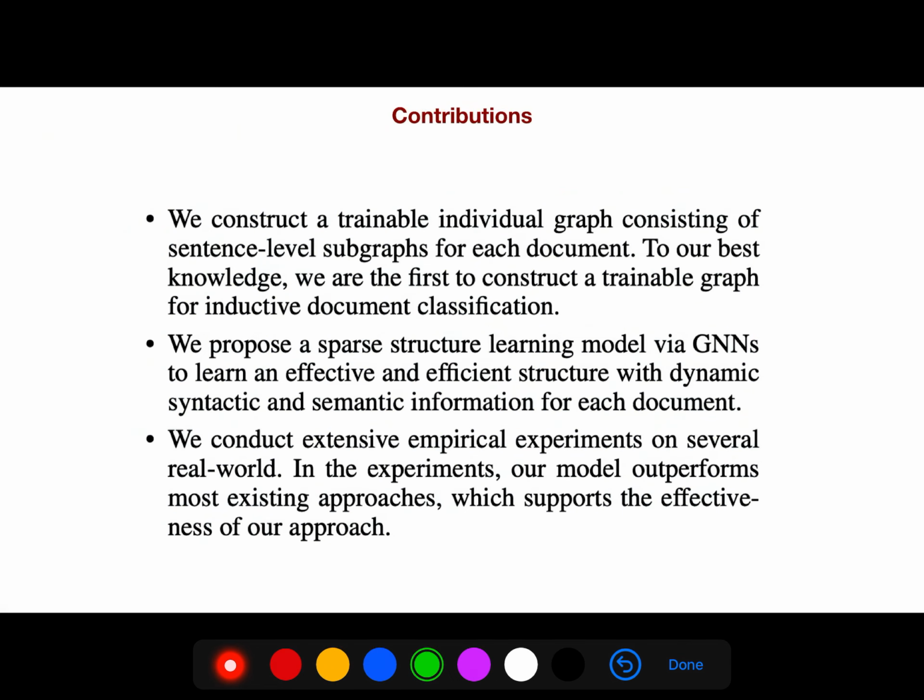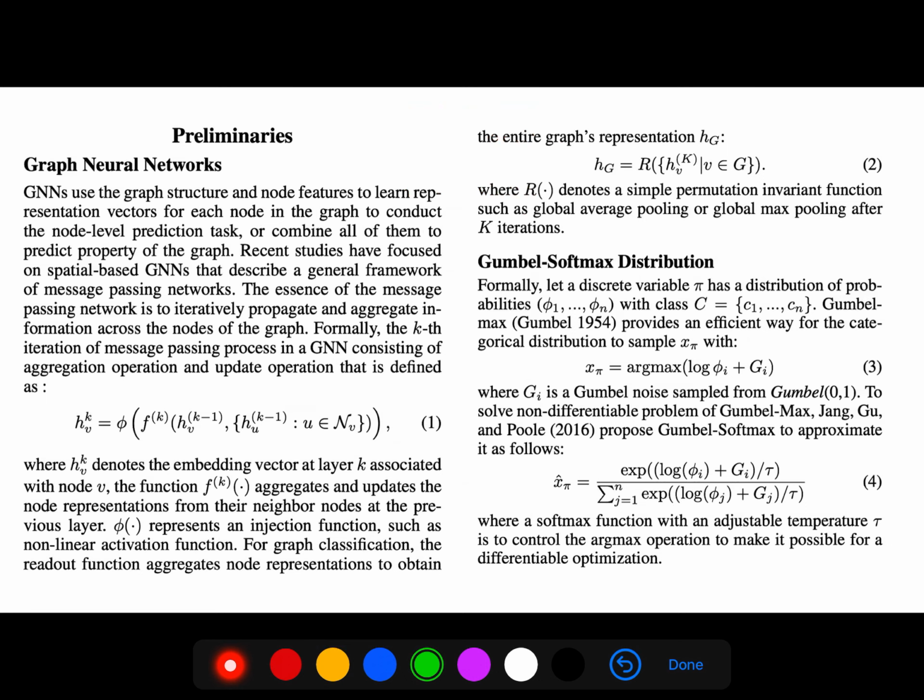So, there are three contributions. We construct a trainable individual graph consisting of sentence-level subgraphs for each document. They propose a sparse structural learning model via GNNs to learn an effective and efficient structure with dynamic syntactic and semantic information for each document.